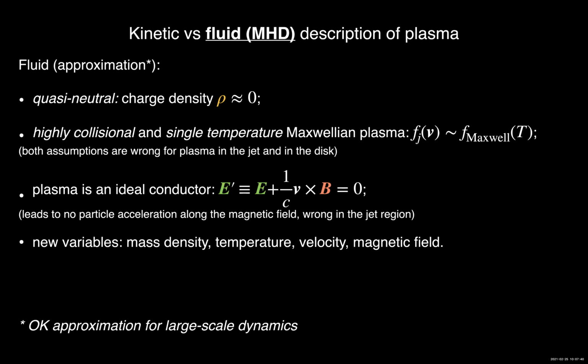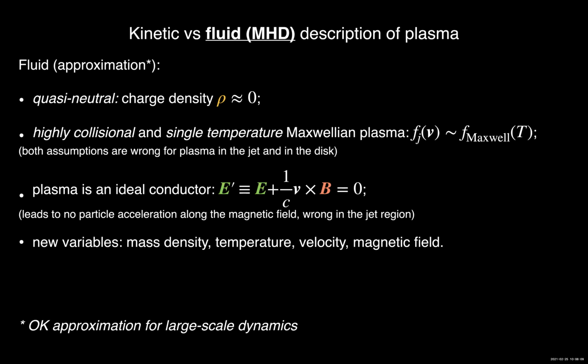So the second assumption that the MHD takes is that the plasma is highly collisional and has a single temperature, and it obeys a Maxwellian distribution. A Maxwellian distribution of a single temperature is a nice solution of the Vlasov equations, but it's not what typically happens with collisionless plasma. Collisionless plasma typically develops power laws, the plasma becomes non-Maxwellian, and the electrons and the ions don't have to have the same temperature.